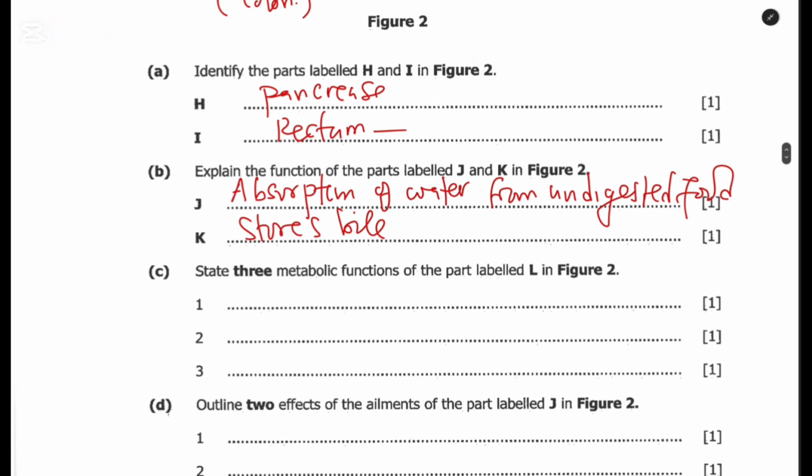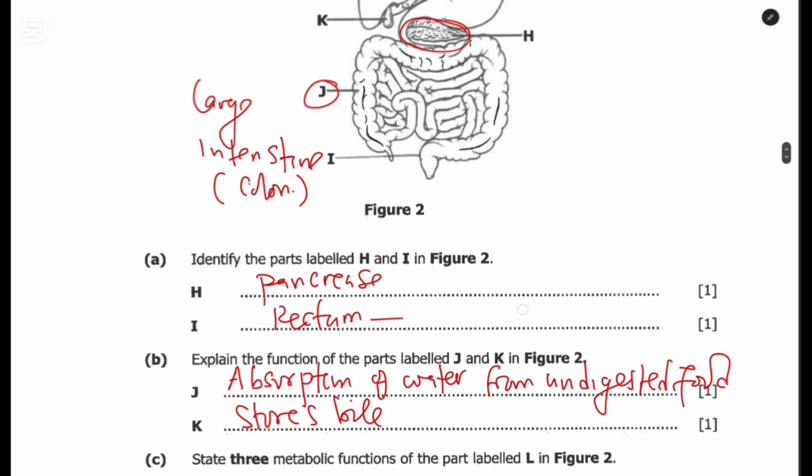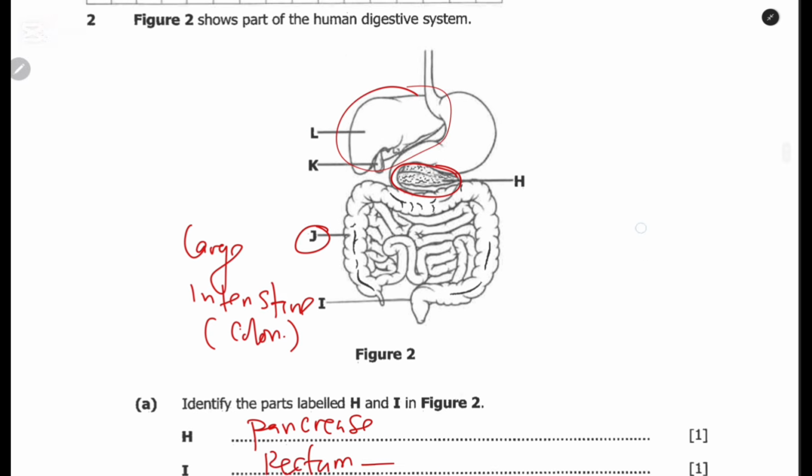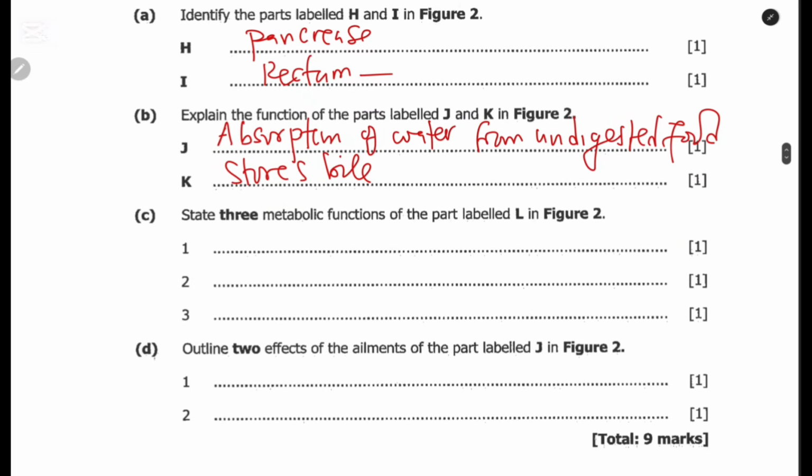Then of course C, state 3 metabolic function of the part labeled L in figure 2. So, like I said, very important to identify the part first before you rush into giving the function. And as you can see, the part is the liver. So, the liver has thousands of metabolic functions. But in this one, we are just given a chance to give 3. So, one of them is deamination of excess amino acids. So very important also, you know what deamination is.